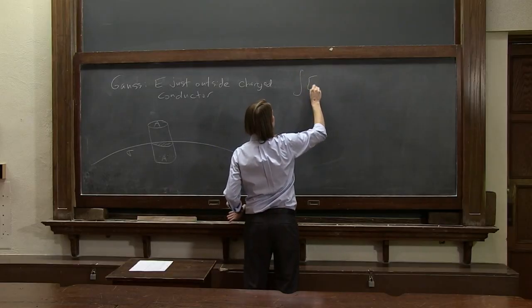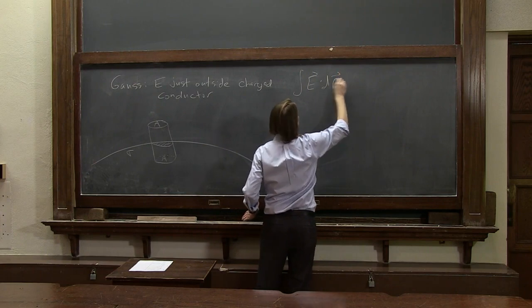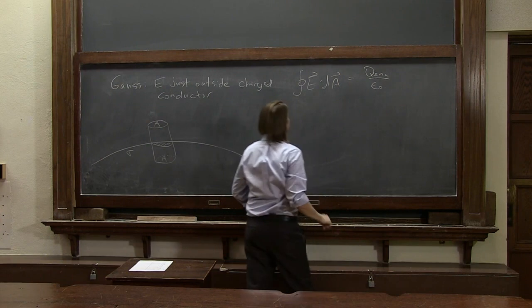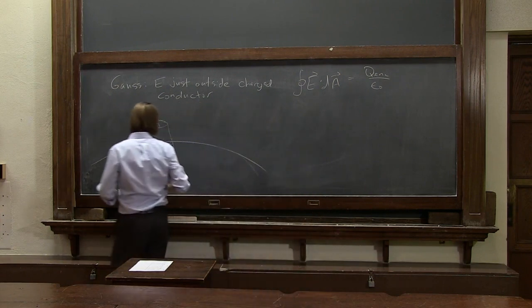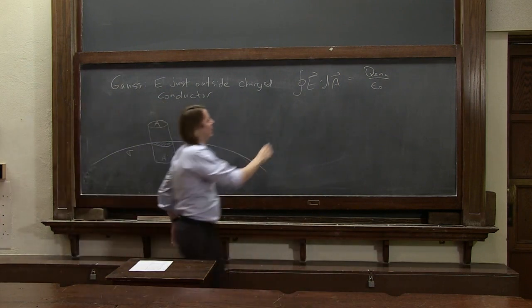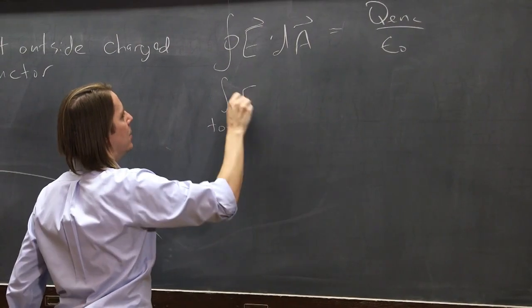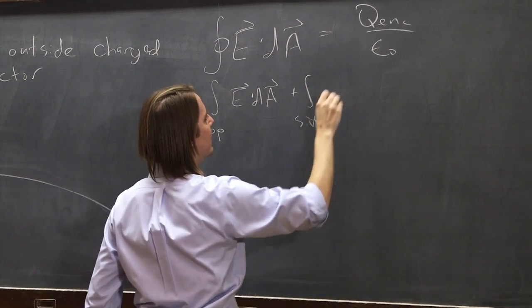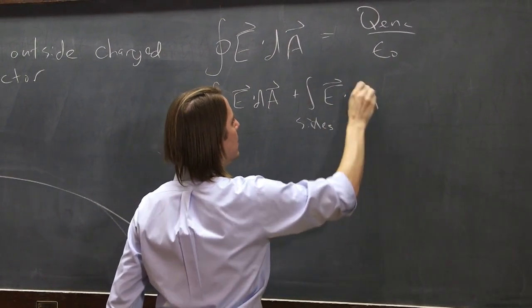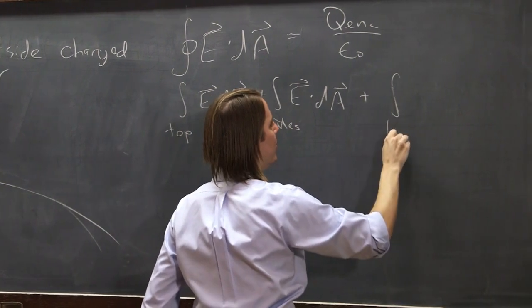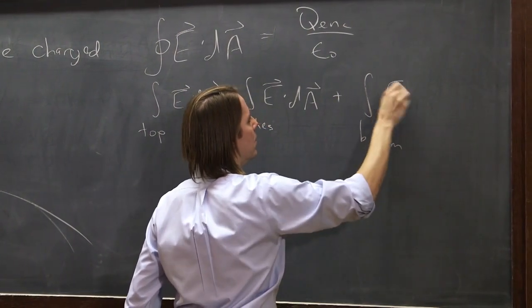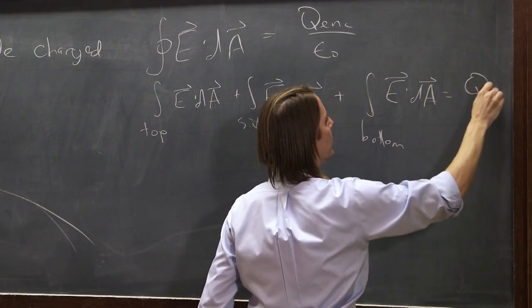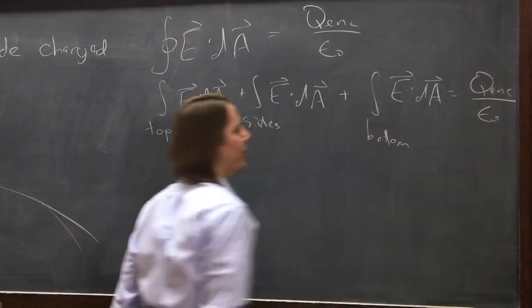So let's do Gauss's law. The integral of E dot dA around the curve is the charge enclosed over epsilon naught. And here we break it up into 3 parts again. The integral of the top of E dot dA plus the integral of the sides of E dot dA plus the integral of the bottom of E dot dA equals the enclosed charge over epsilon naught.